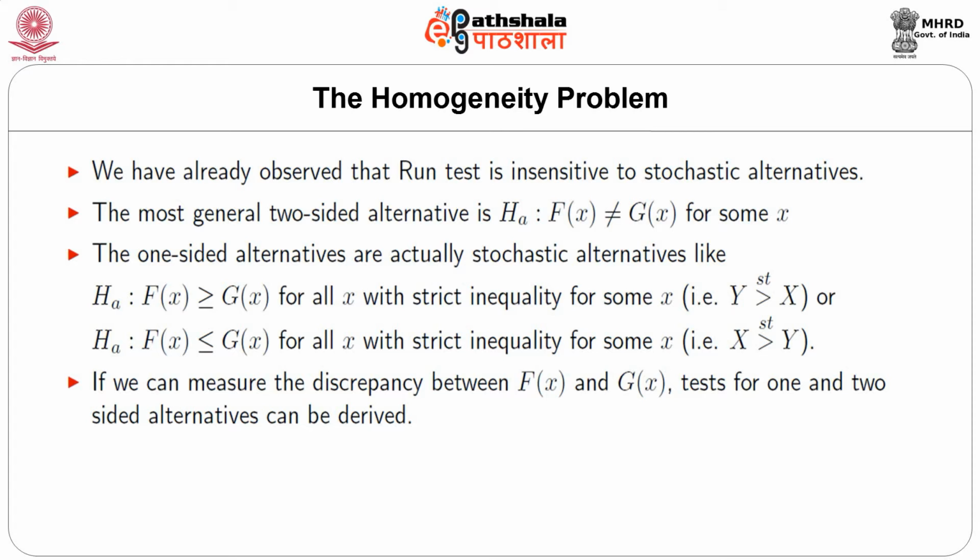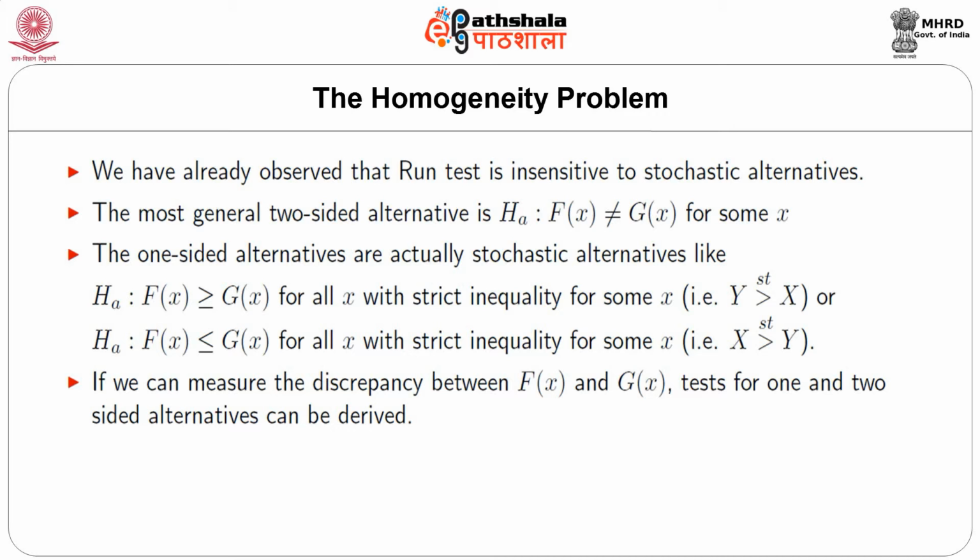Next, we come to the homogeneity problem. We have already observed that the run test is insensitive to stochastic alternatives. The most general two-sided alternative is Fx not equal to Gx for some x. The one-sided alternatives are actually stochastic alternatives like Fx greater than or equal to Gx for all x with strict inequality for some x.